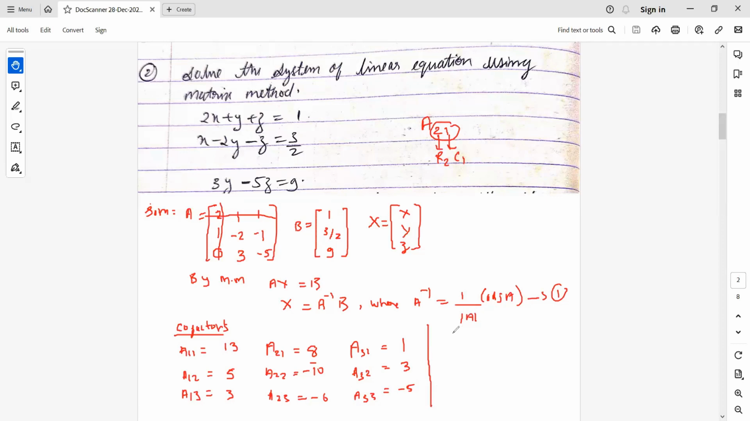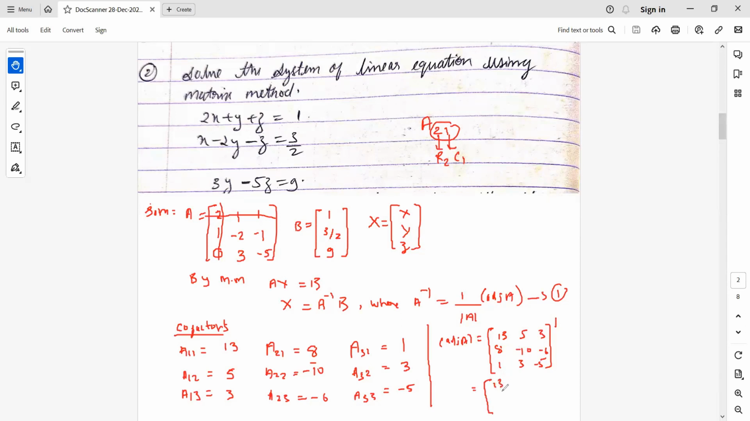After finding the cofactors, we need to write the adjoint of A. The adjoint of A will be equal to, we just need to arrange these terms. The first row is 13, 5 and 3. Then similarly 8, -10 and -6. Next 1, 3 and -5. Then we need to take the transpose of this. Transpose means you need to convert the rows into columns.